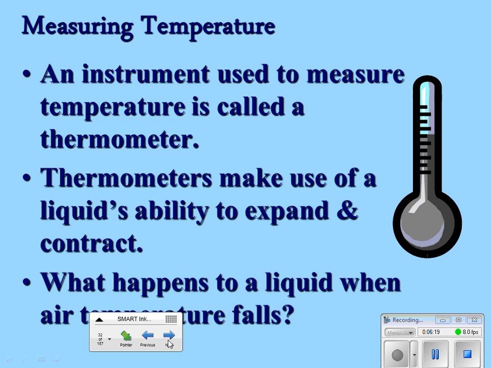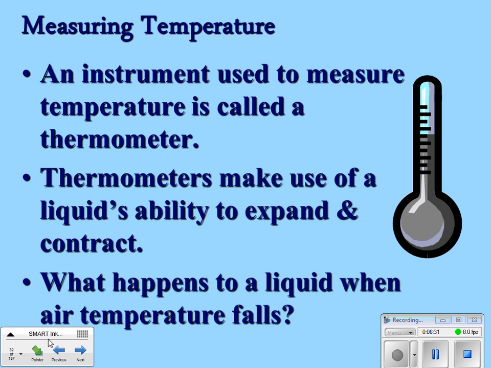And then measuring temperature. The instrument used to measure temperature is called a thermometer. Hopefully we all know this. And thermometers make use of a liquid's ability to expand and contract. So think about what we've just talked about in oceanography. What happens to a liquid when the air temperature falls? It's going to get closer to becoming a solid, right? Because those molecules contract. And then as the molecules contract, that's how the liquid can form into a solid or form ice.